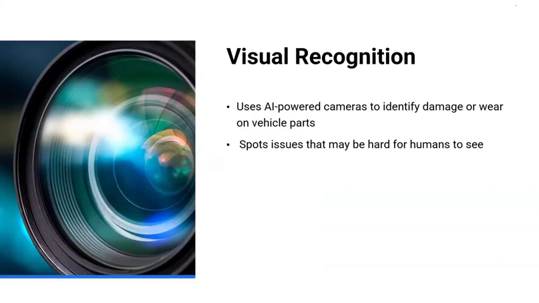Then visual recognition. It uses AI-powered cameras to identify damage or wear on vehicle parts. It spots issues that may be hard for humans to see. That's visual recognition.